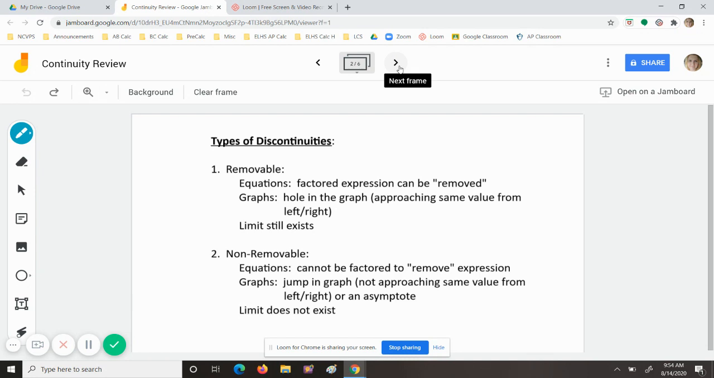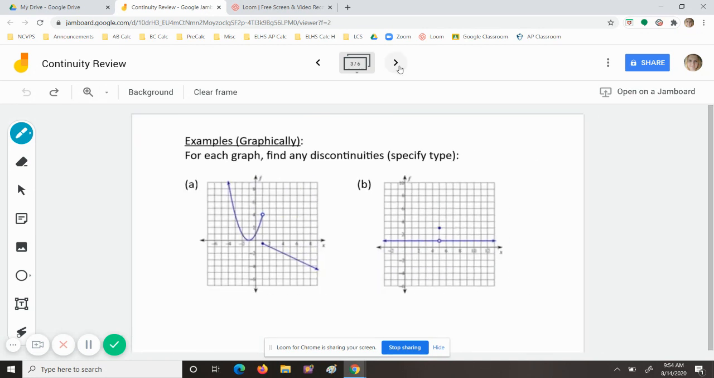All right. Again, that was just a review of some rules and terminology. Let's take a look at some examples. First, let's start with looking at graphs. For each graph, find any discontinuities and specify the type. So let's take a look at this first graph in part A.